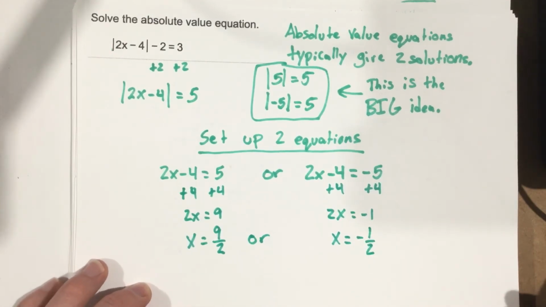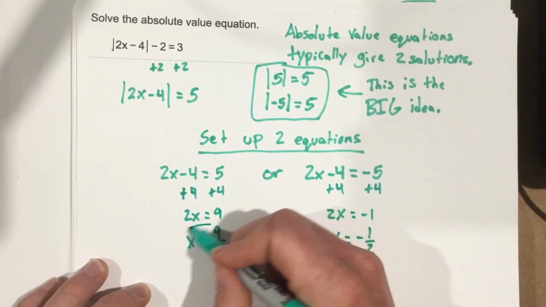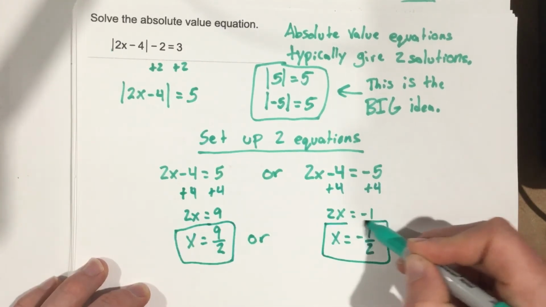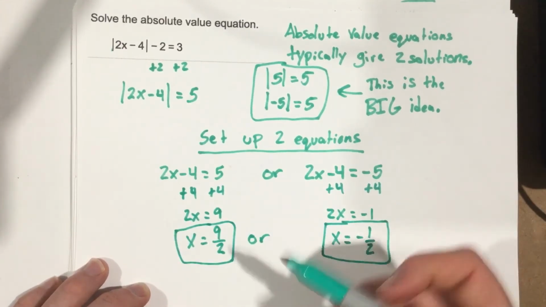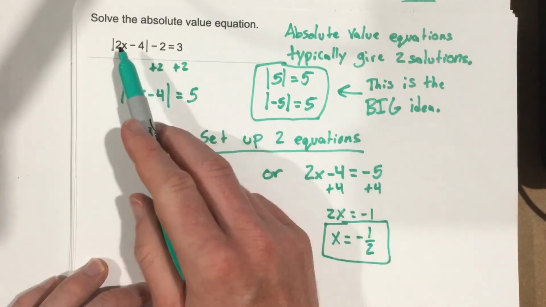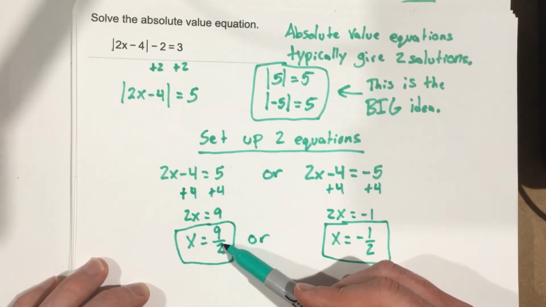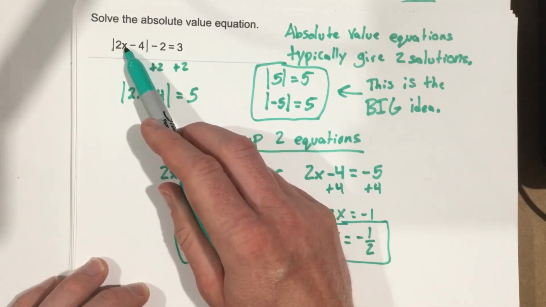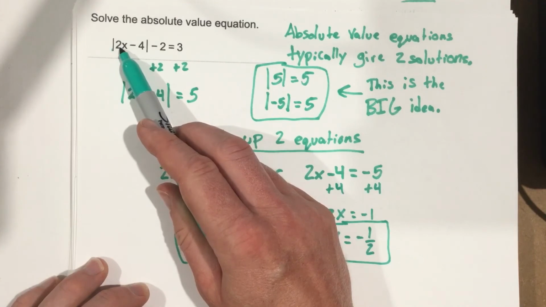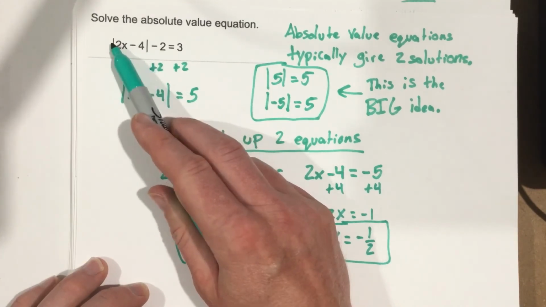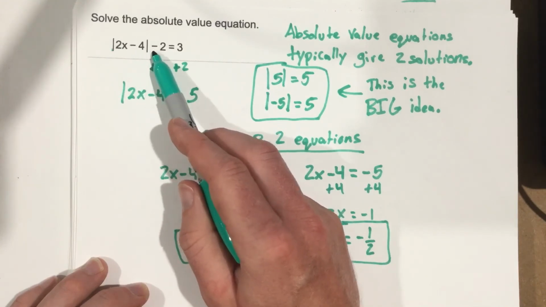Okay. At this point, I think it's important to circle our answers, number 1. And number 2, check them. Let's see if it even makes sense. Let's go back to the original equation. Now, 9 over 2 is 4.5. So I can say 4.5 times 2 is 9. 9 minus 4 is 5. Absolute value of 5 is 5. 5 minus 2 is 3.